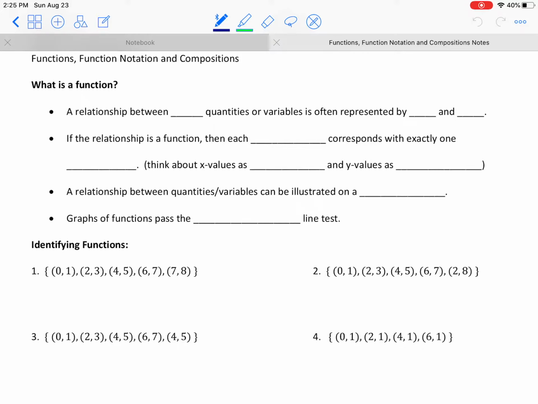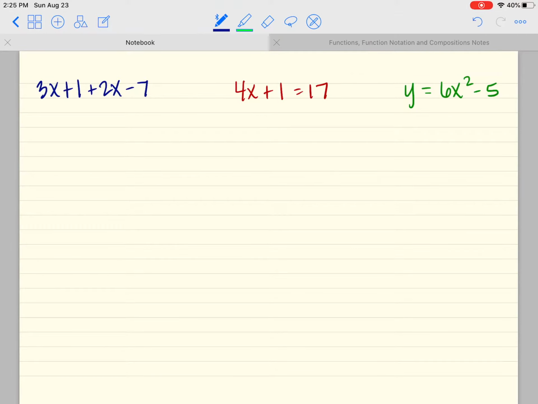So what does it mean for a mathematical relationship to represent a function? Now, before we get started with the note sheet, I just want to distinguish between a couple of vocab words for you. If we're looking at the expression I have there in blue, this is what we call an algebraic expression. Can you distinguish between that one I have in blue, the one I have in red, and the one I have in green? Are you noticing some differences?